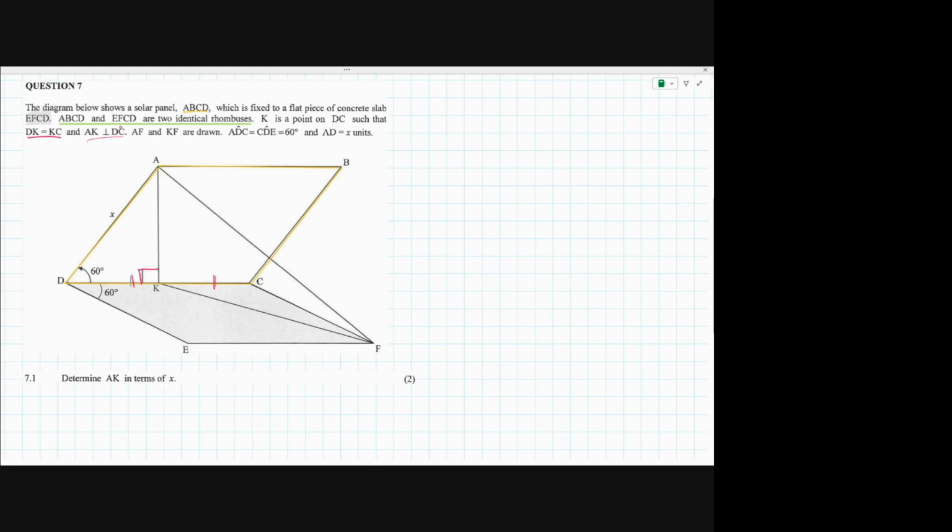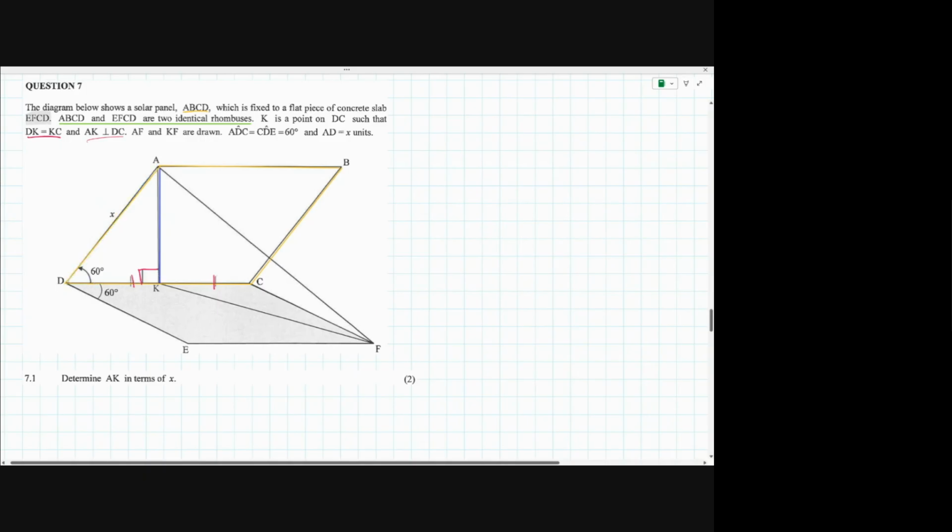So the first question says determine AK in terms of X. Again, grade 12s, look at the diagram, look at where it is, identify what it is you're actually working with before you go and try and answer this question. So AK is this length over here. Now take note of where it is. This is in a right angle triangle. So ADK is a right angle triangle. I have X, so I have the hypotenuse. I have a reference angle. I'm looking for the side opposite. I have enough information here to just work with the basic ratio. I don't need to go try and get sine rules and cos rules and all of that nonsense.